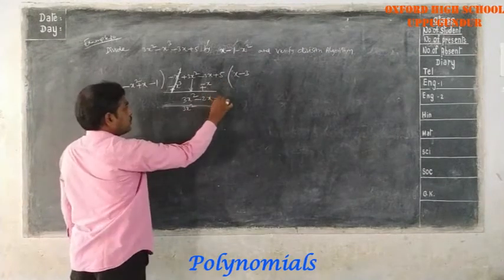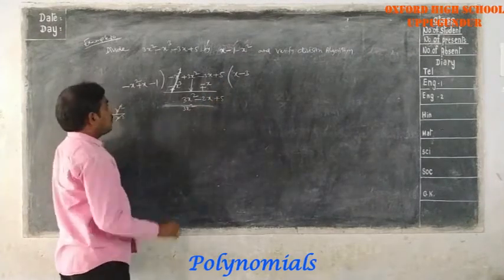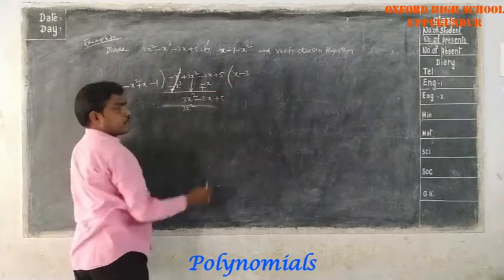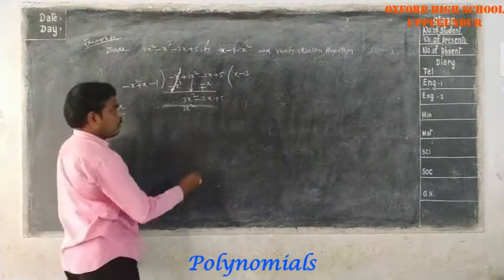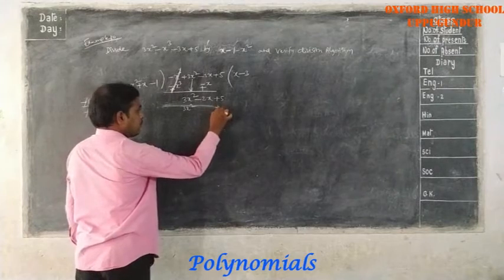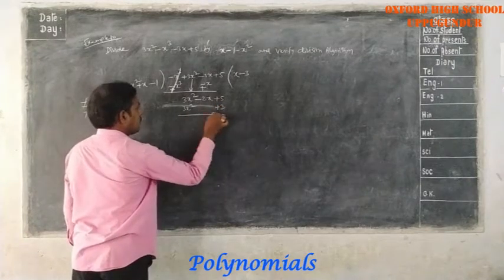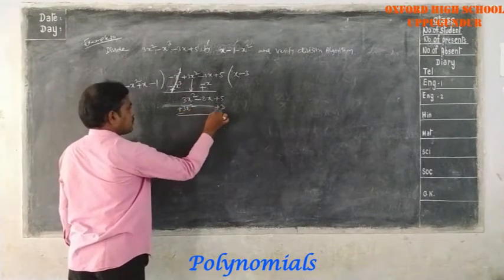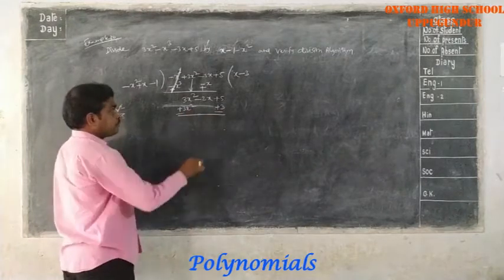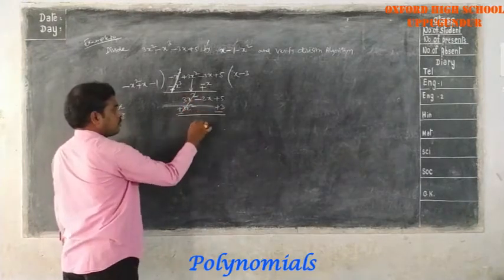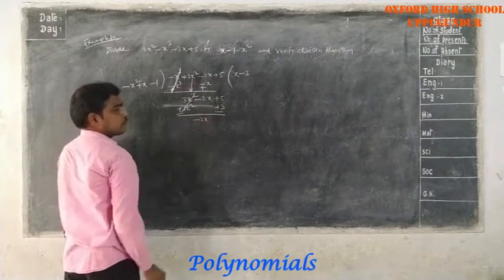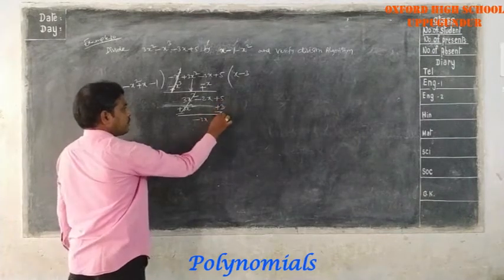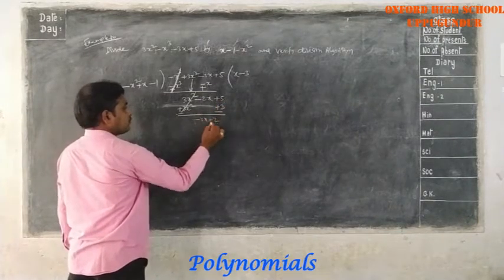So here the constant is plus 5. Minus 1 into minus 3 is plus 3. So that is the constant. That's why we have written that constant here. So plus becomes minus, plus becomes minus. These two get cancelled. So minus 2x you have to write. Plus 5 minus 3 is plus 2.